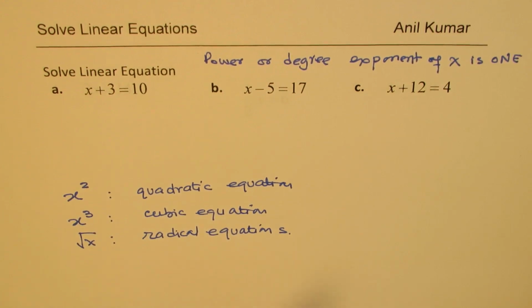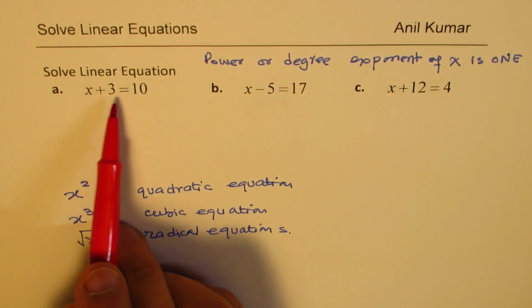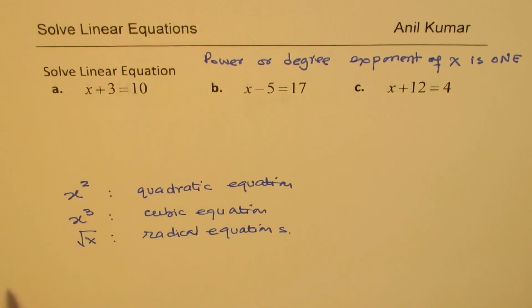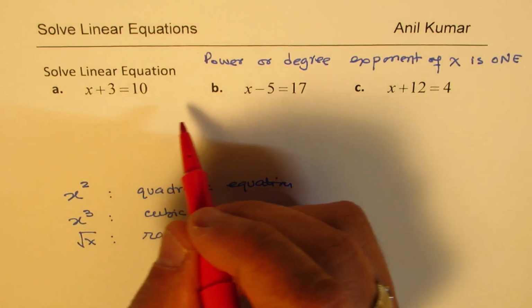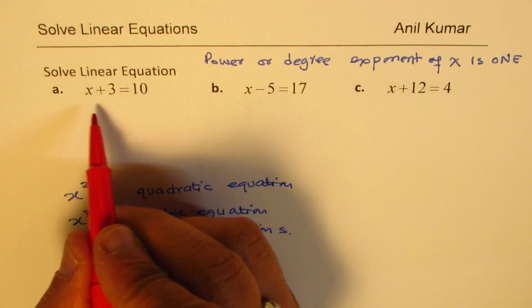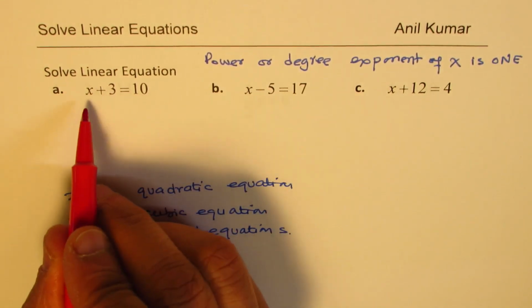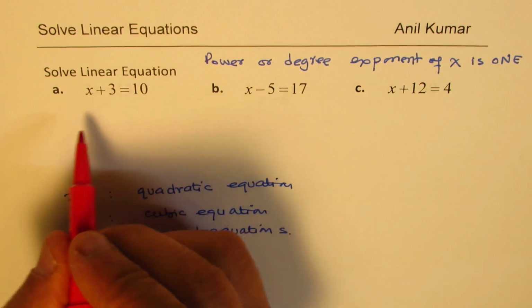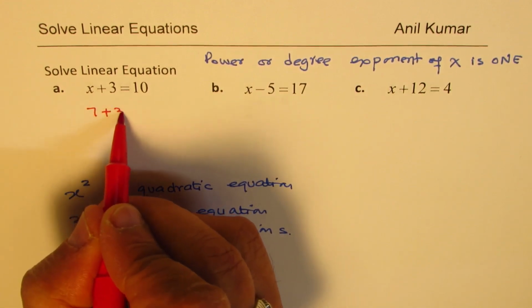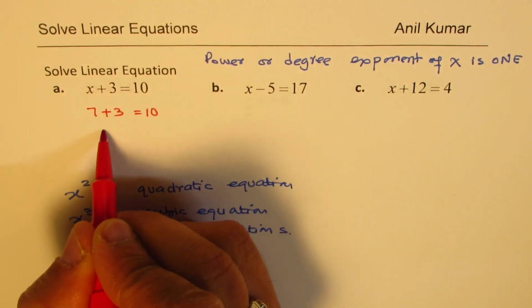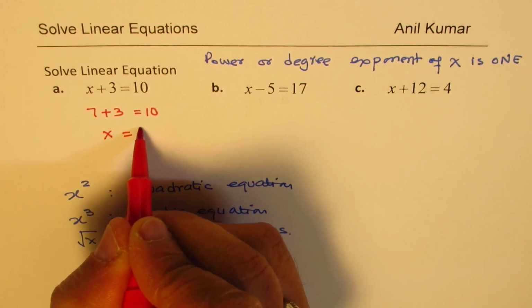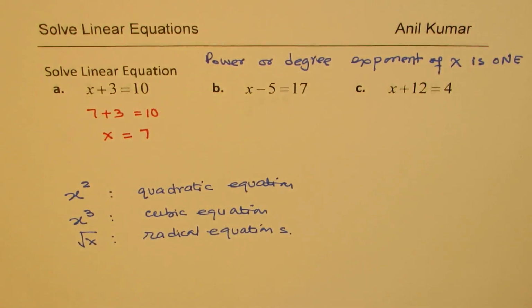Let's begin with the very first one. We have x plus 3 equals 10. Now one way is intuition, right? You can say, well, what makes this true, right? So you ask the question, what makes this true? I know 7 plus 3 is 10, and so I say x is equal to 7. Now that could be one way of doing it, right?